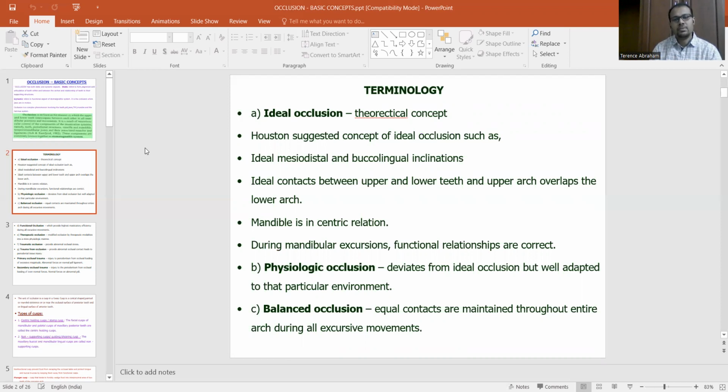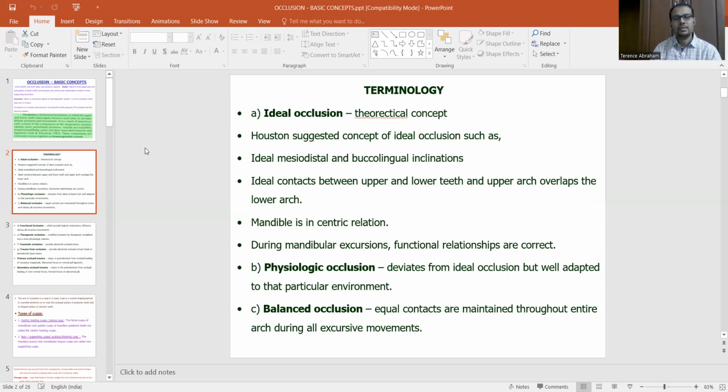Another concept of ideal occlusion suggested by Houston is that the mandible should be in centric relation. During mandibular excursions, or in functional relationships, all the relationships should be correct. That means when we protrude the mandible, or if there are lateral movements of the mandible, all the relations between maxilla and mandible should be proper.